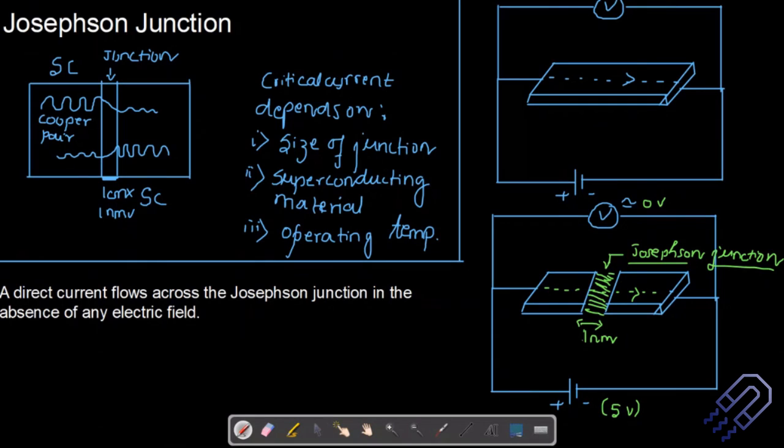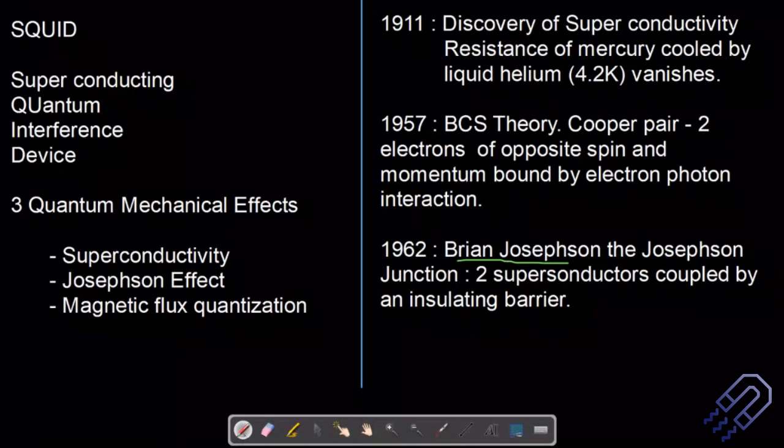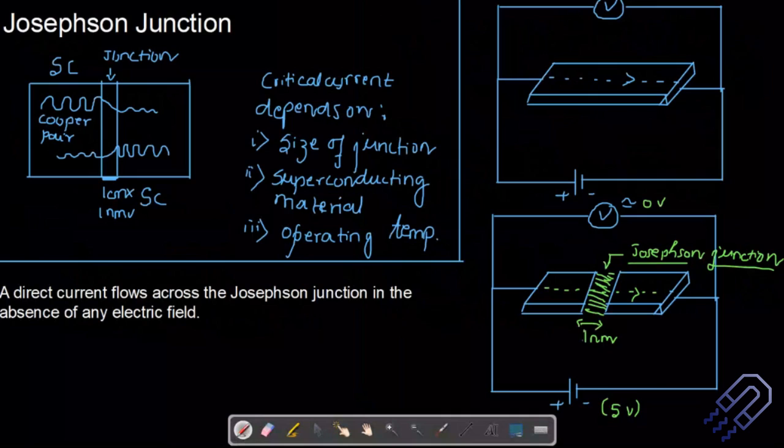So if you just go into the timeline, in 1962, Josephson actually predicted this, and this is what we are explaining. Okay, I think this is important. So I'll just explain this.